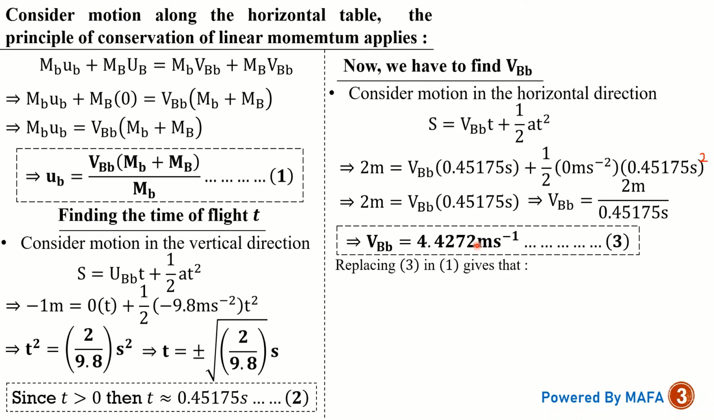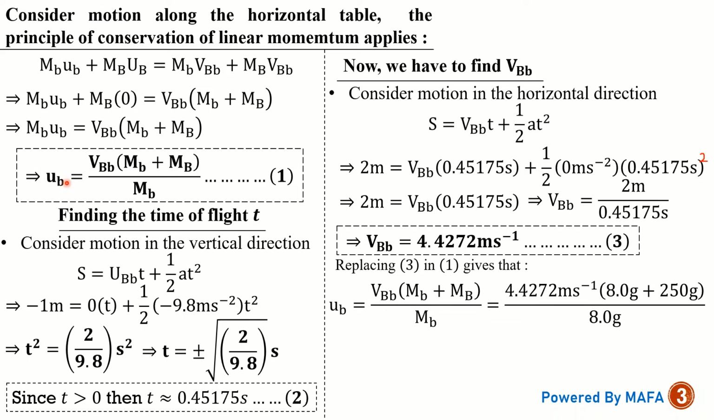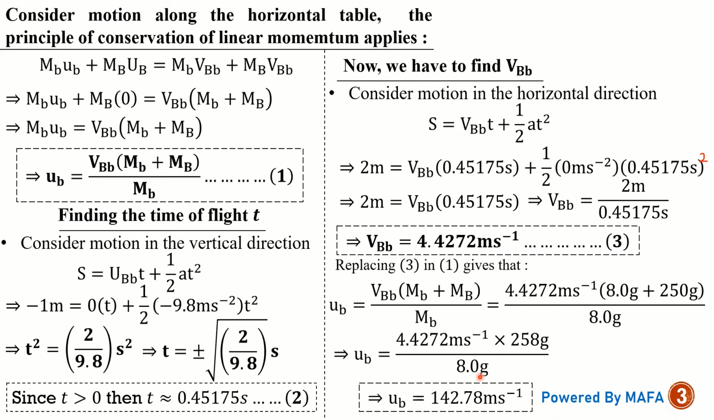That's equation 3. Now we take equation 3 and fit it into equation 1, because since we have the masses already, we just needed this velocity to get the initial velocity of the bullet. So fitting it there, we have the masses as 8 and 250. Where we add the 2, we get 250. We now multiply it with the velocity we have calculated and divide it by 8. So approximating, we get the initial velocity of the bullet to be 142.78 meters per second.